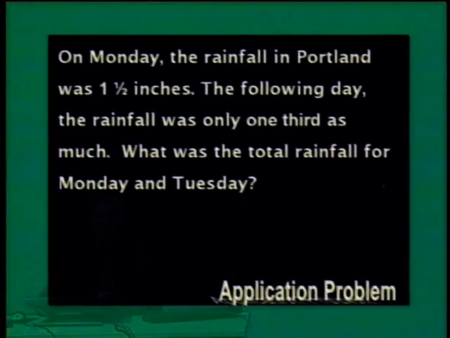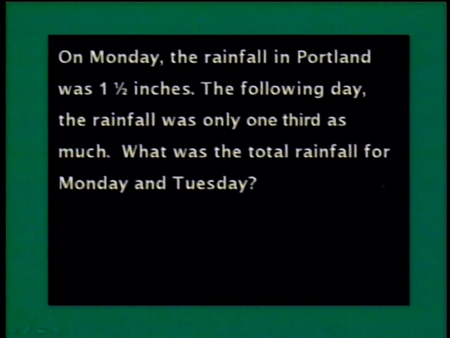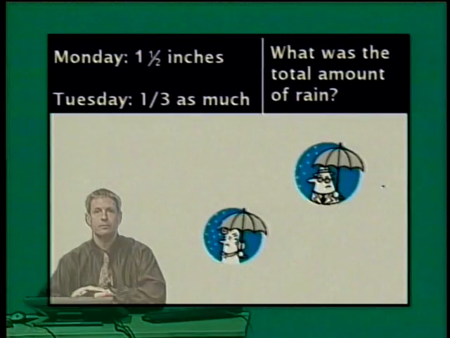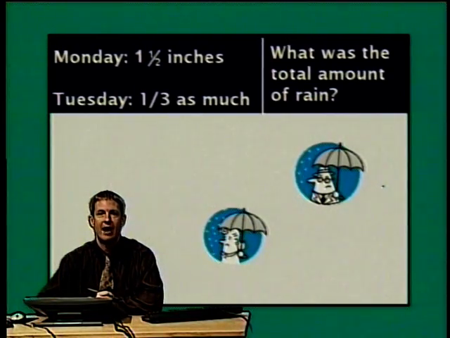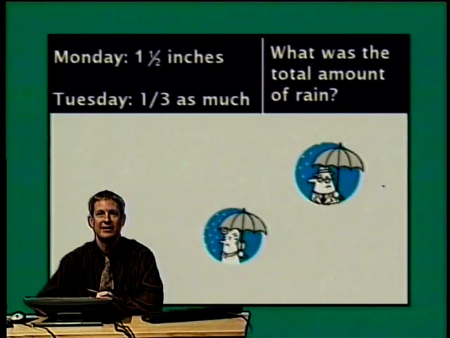Let's work another problem. Suppose that on Monday, the rainfall in Portland was 1.5 inches. And the following day, the rainfall was only 1/3 as much. What was the total rainfall for Monday and Tuesday? Let's again begin by pulling out the important information from this problem. On Monday, there was 1.5 inches of rain. On Tuesday, the amount of rain that fell was only 1/3 as much as fell on Monday. And the question is, what was the total amount of rain that fell?